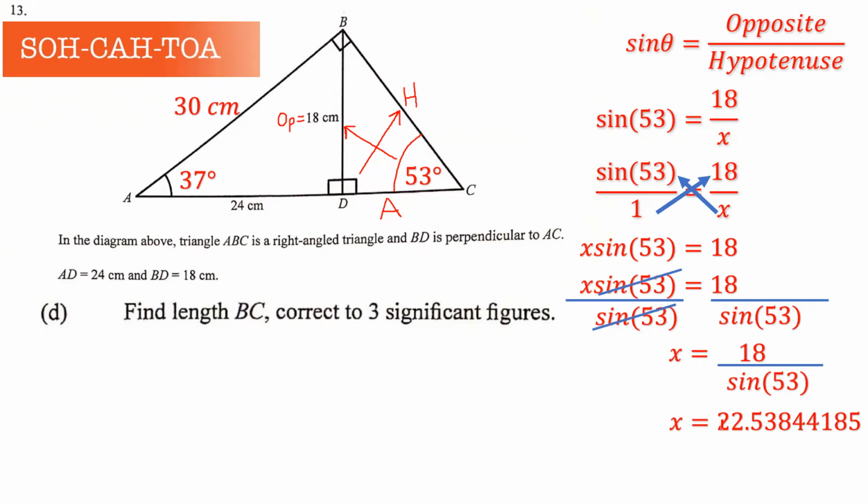And so x is going to be equal to 22.5384185. We wanted to round it to 3 significant figures.